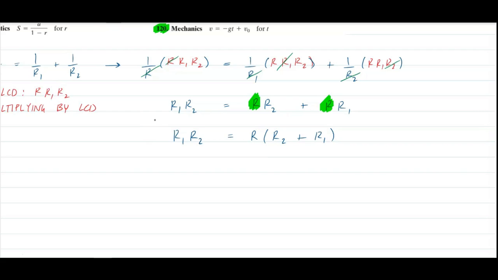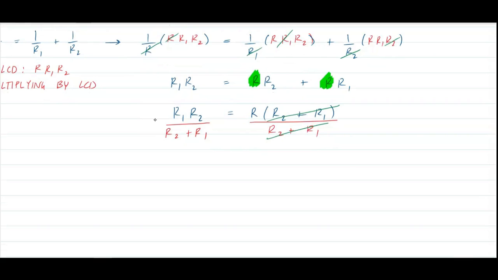So what's the last step that you need to do? You need to divide on both sides by R2 plus R1. When you do that, it's going to cross off the R2 plus R1, and you have found a way to solve for R with everything that you had: R1 R2 over R2 plus R1. So crazy stuff right there, but it actually does work out for you, okay?